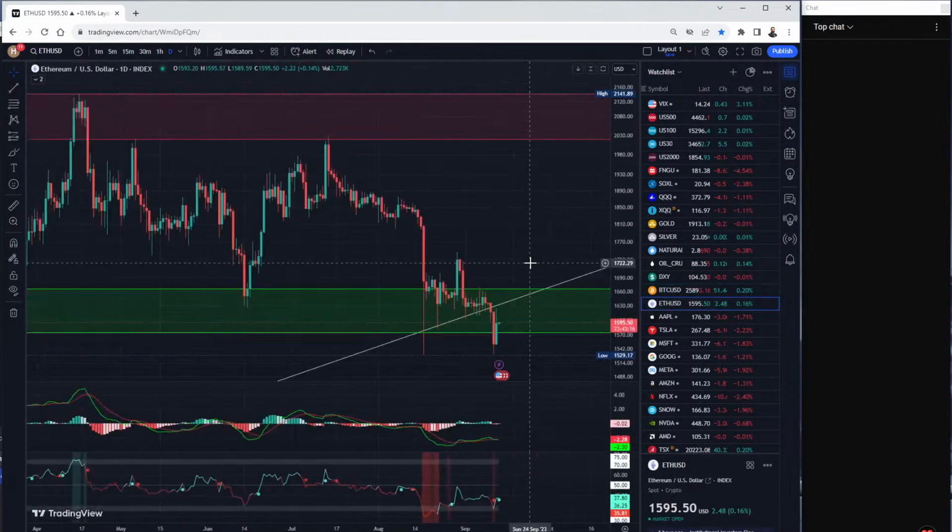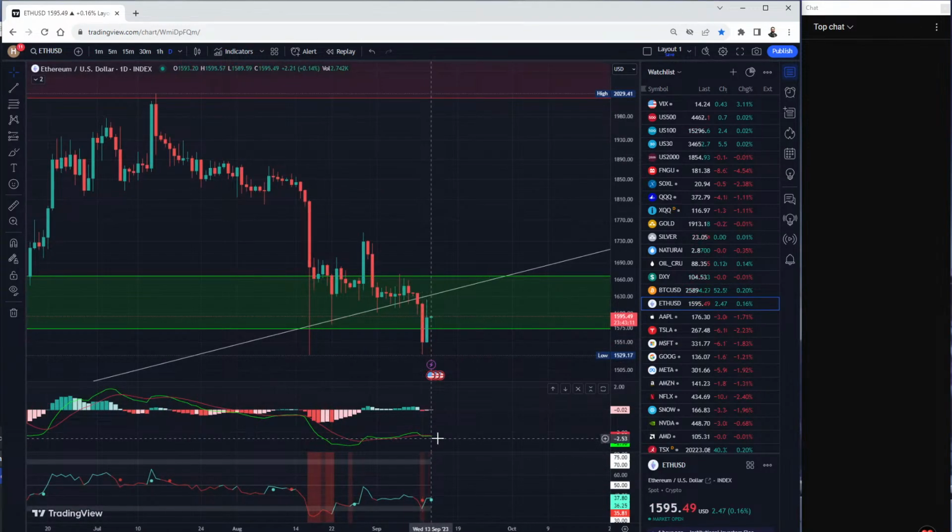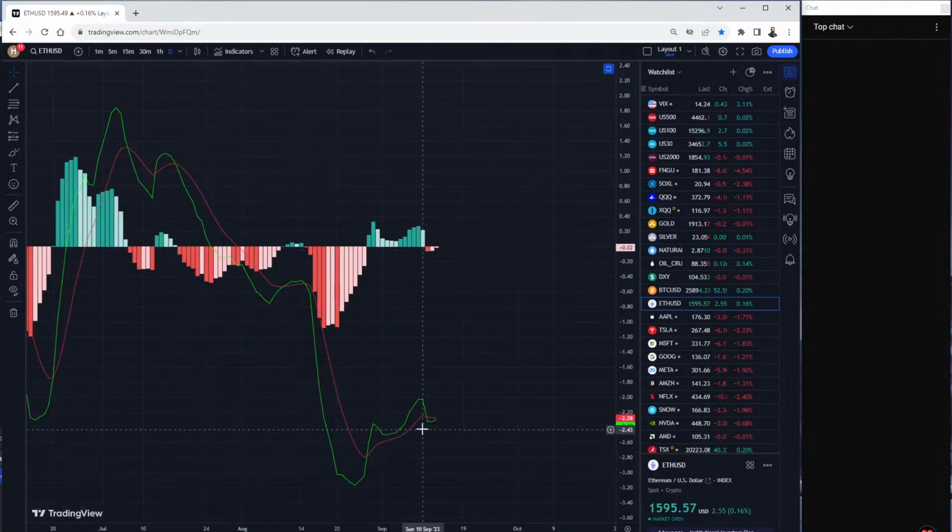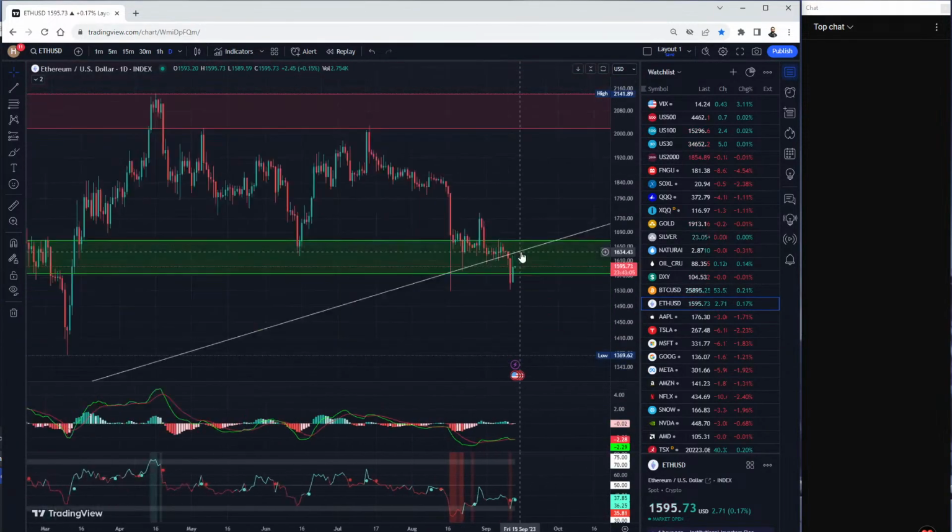And Ethereum, Ethereum also got me a green dot. However, this red line did not cross the green line yet. Okay, so I want the green line to go above the red line. Ethereum is lagging behind, so Bitcoin is going to lead. So keep an eye on Bitcoin.